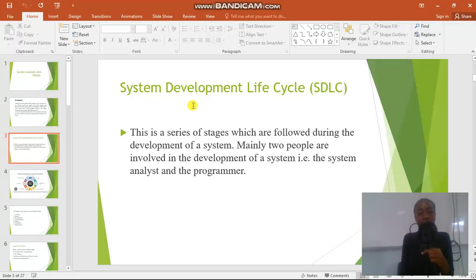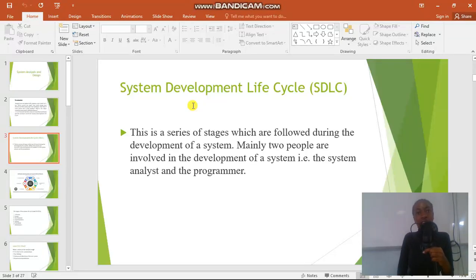This is just a series of stages which are followed during the development of a system, which involves a system analyst and a programmer. Who is a system analyst and who is a programmer? A system analyst is a person who studies a system with the aim of designing an improved computerized version.